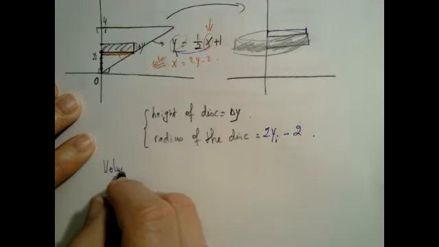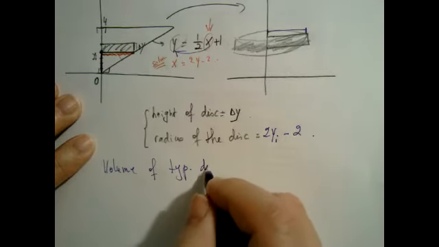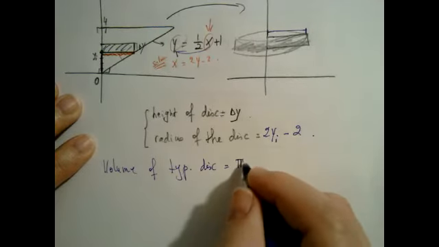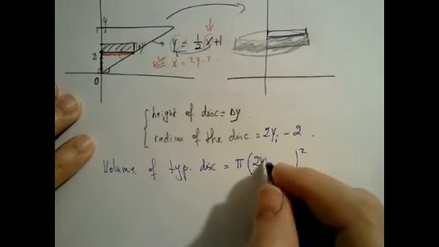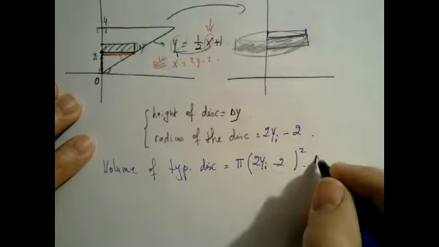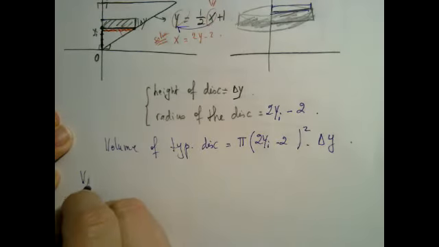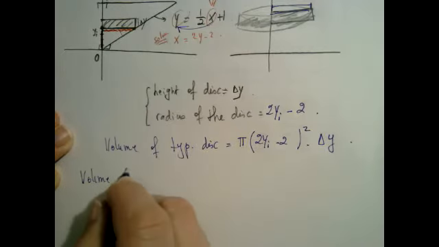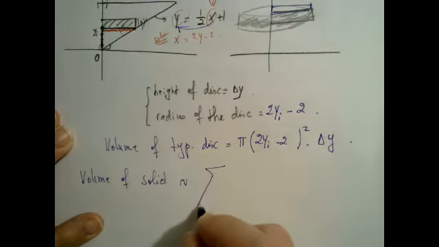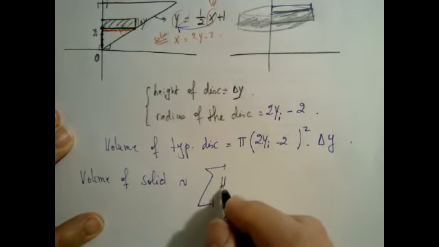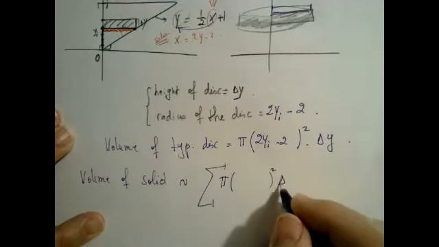Volume of a typical disk is pi times the radius squared, from here to here, times the height, which is delta y. Now, the volume of the solid is approximated. The volume of the solid is basically the sum of the volumes of those little disks that we are using to fill up my picture.